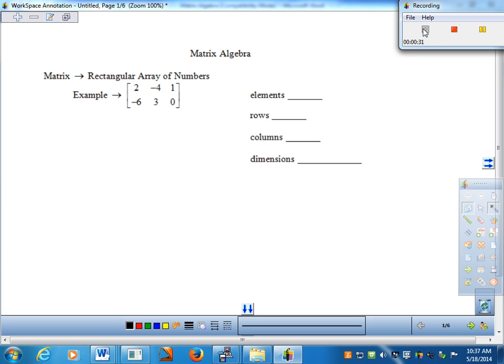But before we get into that, I think we need to take a little time and develop some of the algebra that goes into working with matrices. So that's what this lesson represents. So let's start it out here.